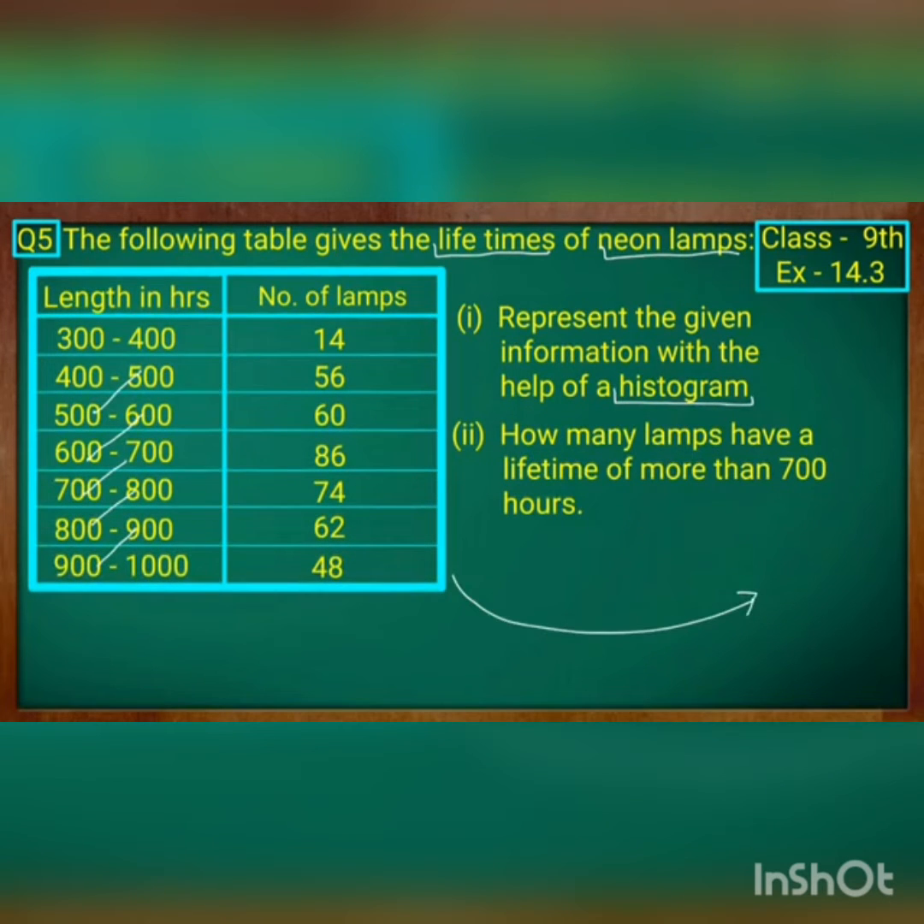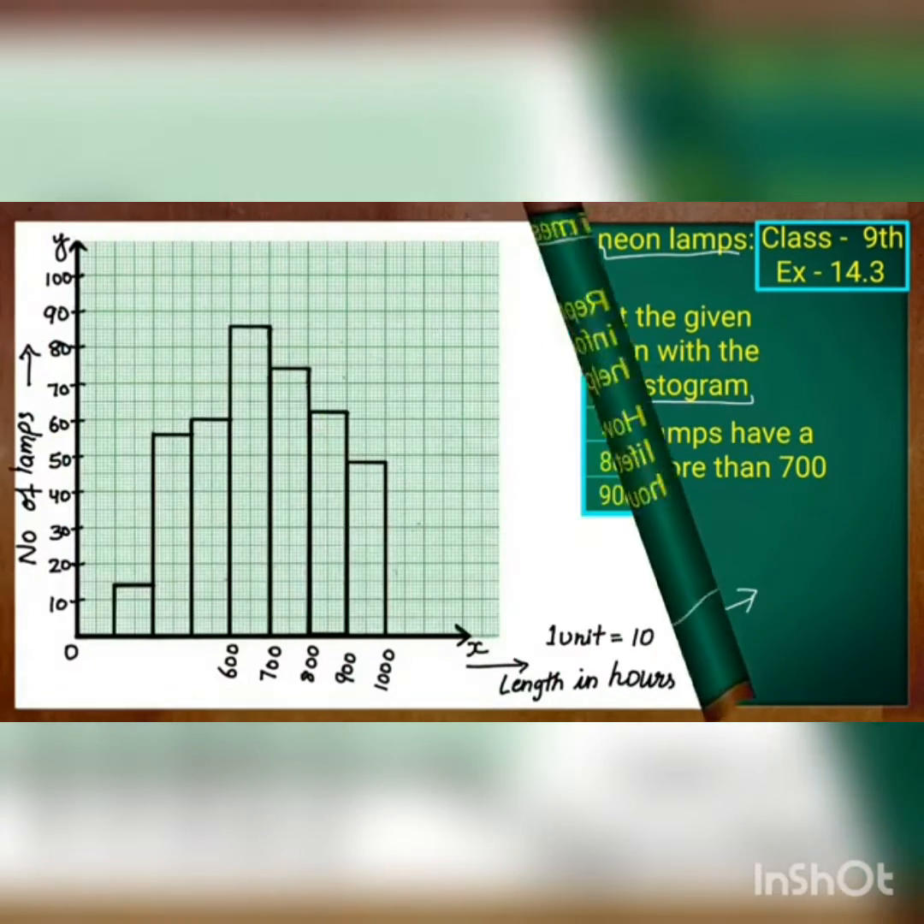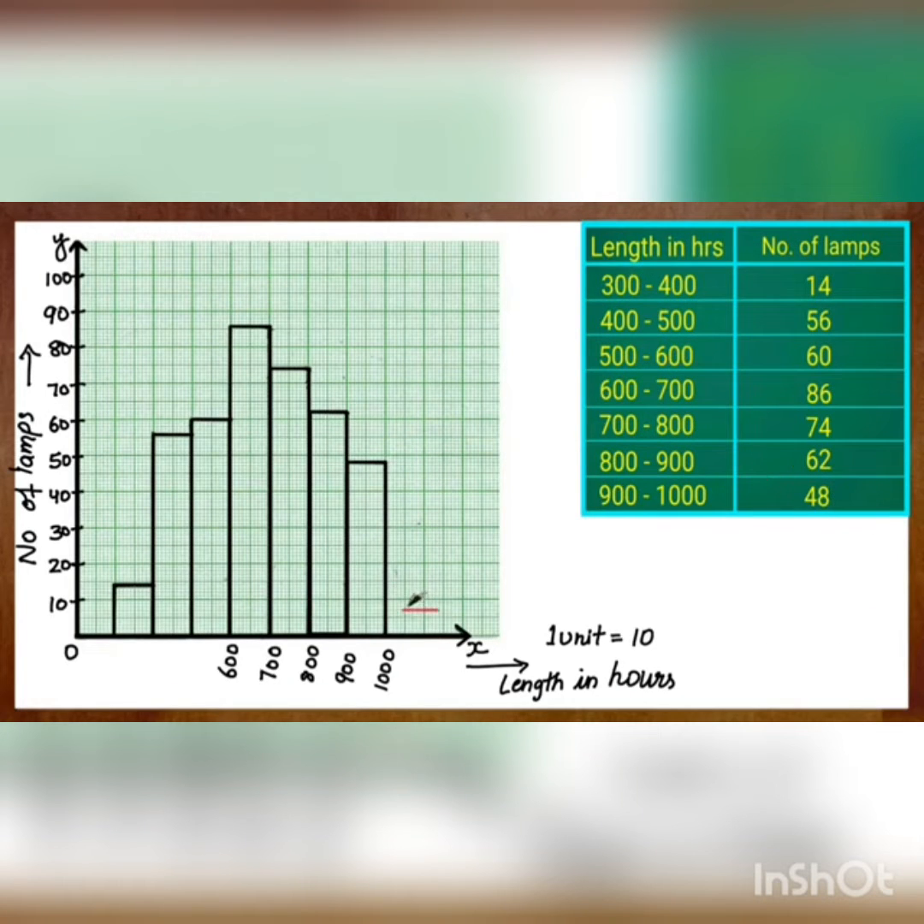In order to do this, let's take a graph paper first. On the graph paper we draw our x-axis and y-axis and mark a 0. We have to write the scale. On our y-axis each 1 centimeter represents 10 lamps, so that is 10 units: 10, 20, 30, 40, 50 and so on. Because our minimum is 14 and maximum is 86, we have considered 10 to 100.